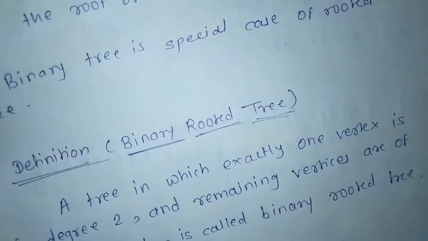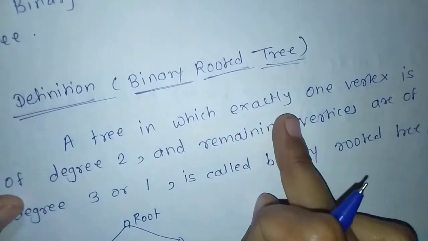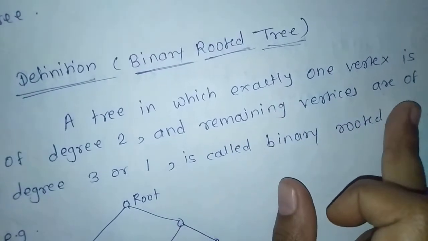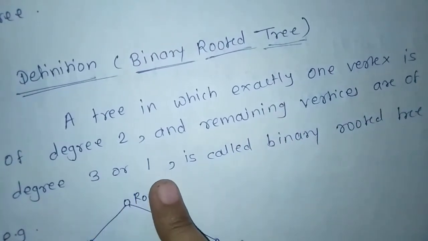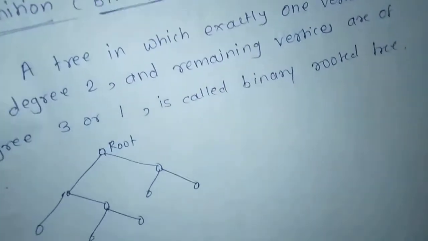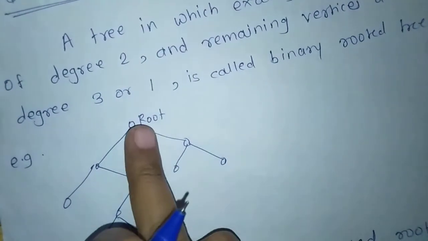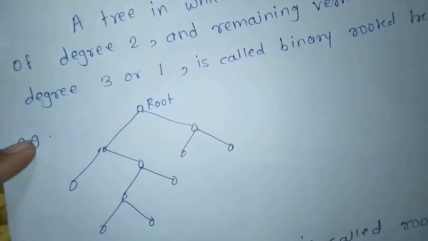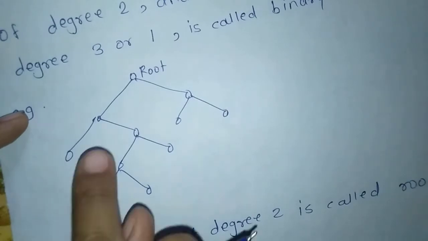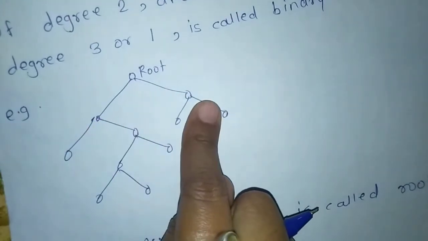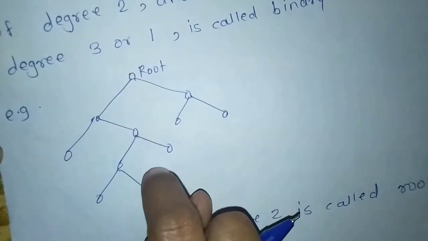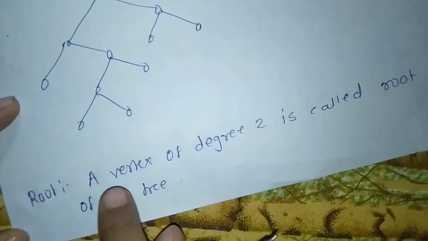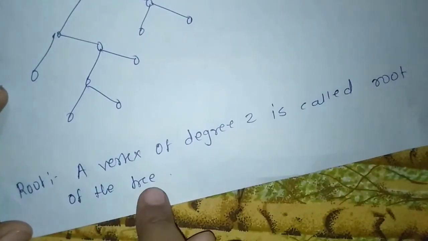Next definition, binary rooted tree. A tree in which exactly one vertex is of degree 2 and remaining vertices are of degree 3 or 1 is called a binary rooted tree. For example, this is your root and it has degree 2, and all other vertices have degree 1 or 3. Here you can see that these two vertices have degree 3, and the other remaining vertices have degree 1. Now the vertex of degree 2 is called the root of that tree.